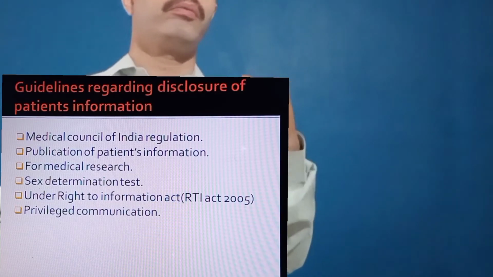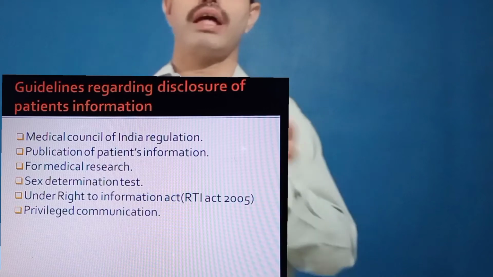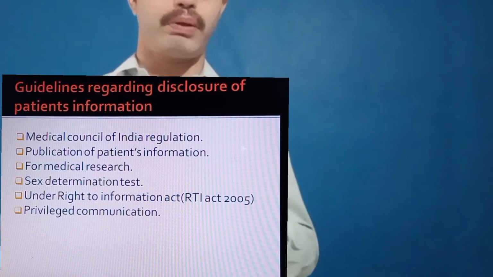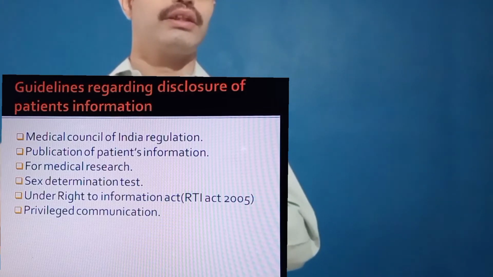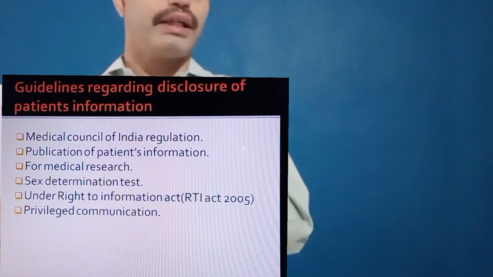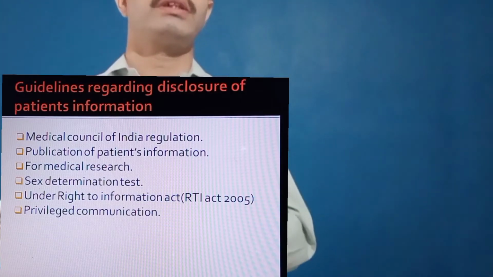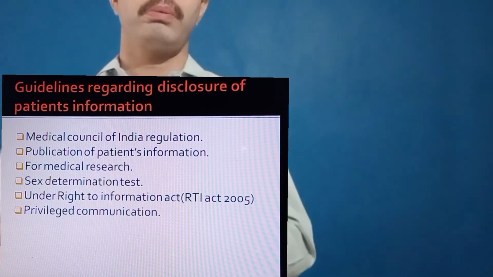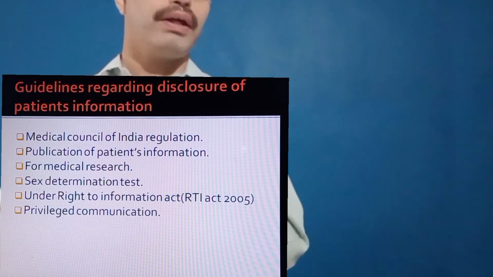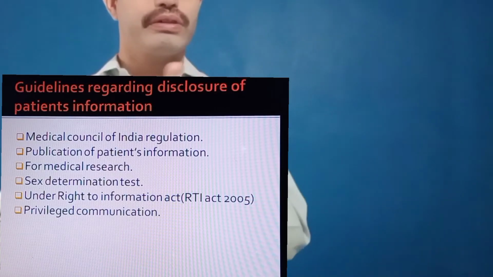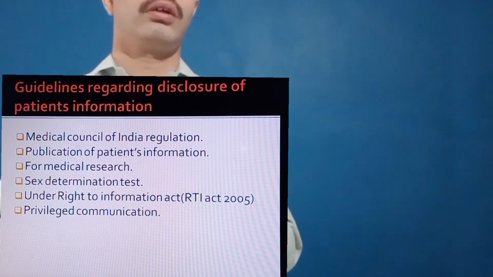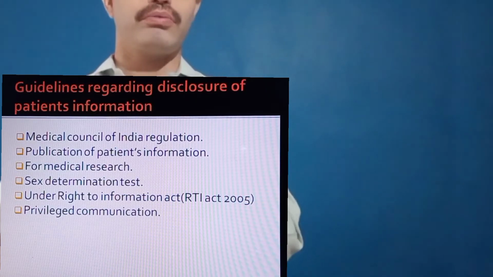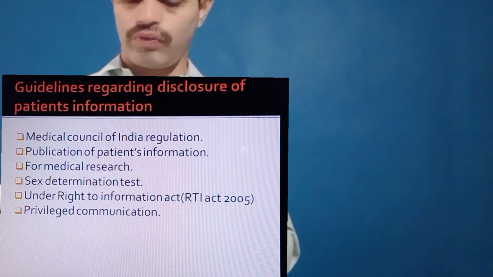Then next is medical research purpose. The same rules are applicable when you are publishing the information of the patient for medical research purpose. Here you have to take the consent of the patient if the patient's identity is going to be revealed, or if the patient is already dead, then you have to take the consent of the legal heirs of the patient or the dependents of the patient. And if you are disclosing the information without the consent, then the patient himself or the dependents of the patient can sue you in the court of law.